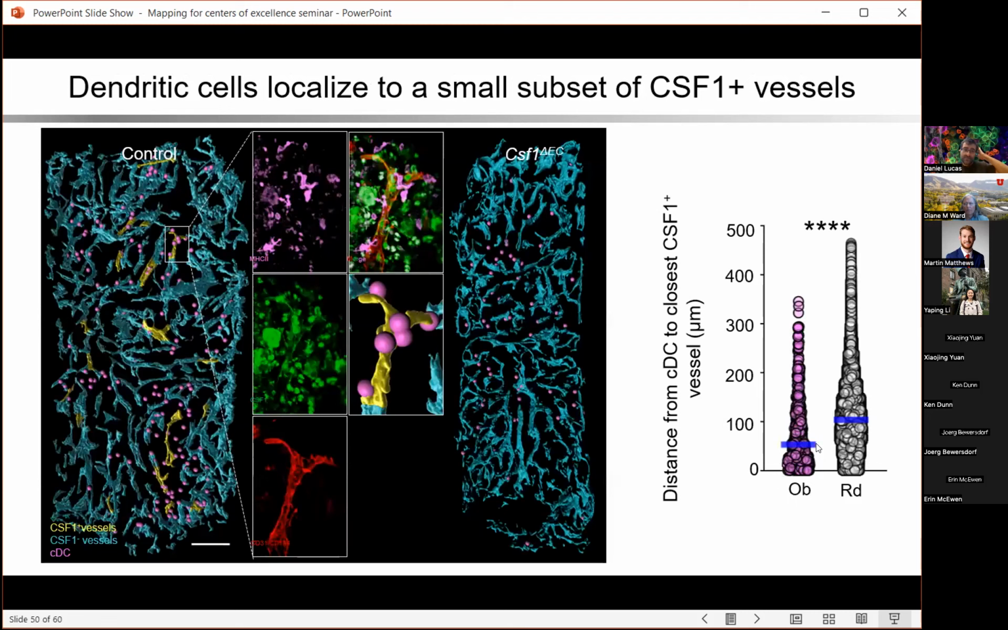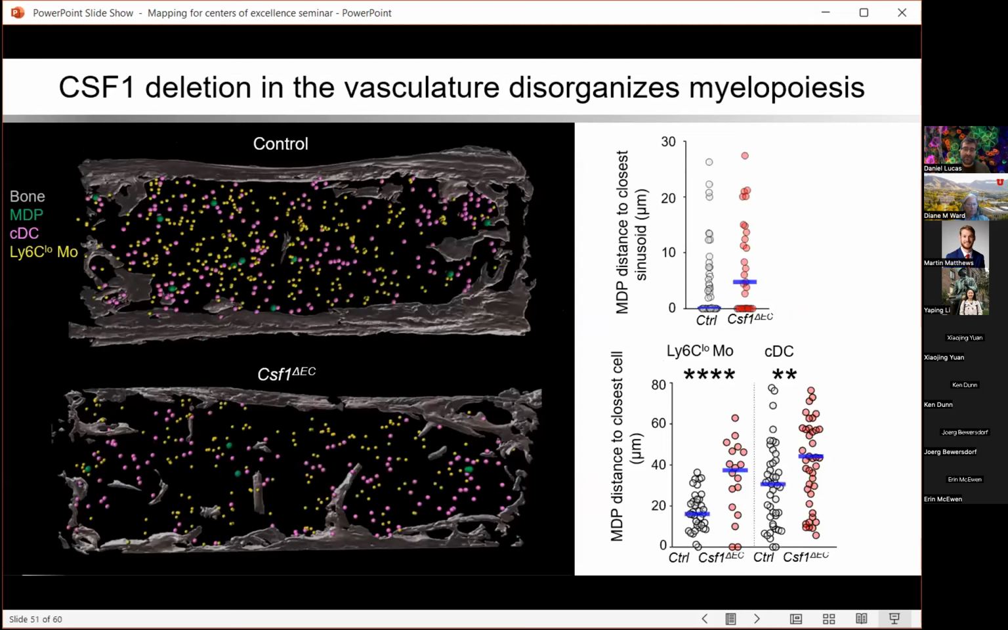And Ji Yang was able to optimize antibody staining of CSF1, which is shown here in green. And he was able to find that only some vessels express CSF1, and that the dendritic cells were preferentially localizing close to these CSF1 vessels. Some of them were on top, but some of them were also enriched in the regions around them, suggesting that these vessels were a specific niche that recruited progenitors to these structures.